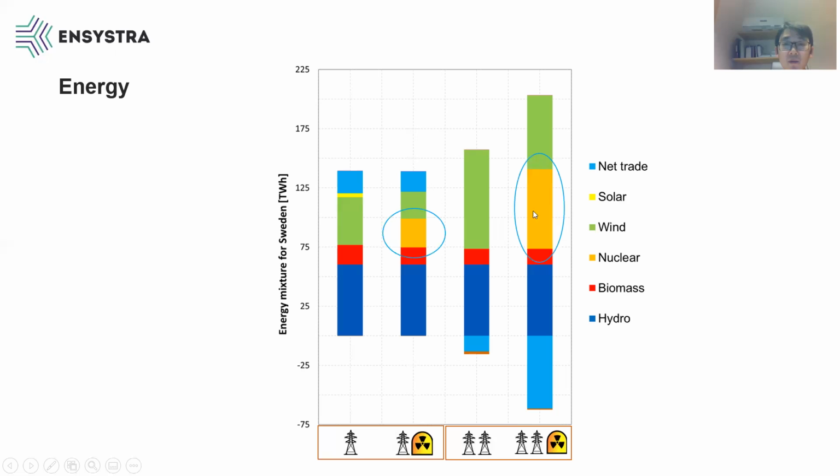Why is nuclear larger for this case? The answer is electricity trade. In the case of fixed transmission capacity, Sweden is a net electricity importer. And for the case of optimal transmission expansion, Sweden is a net electricity exporter. And when nuclear power is allowed for Sweden, it enables Sweden to have much larger export to the rest of Europe.